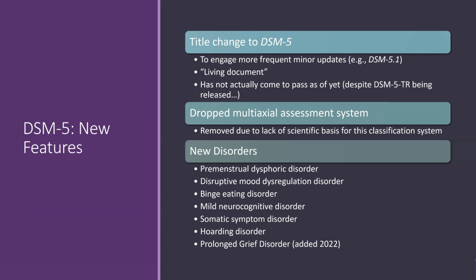We also have mild neurocognitive disorder, which is a precursor to dementia. Somatic symptom disorder, which reflects when people have physical symptoms that are tied to an emotional cause. We have hoarding disorder. And then we have prolonged grief disorder, which is actually the only diagnostic category that was added in 2022 with the text revision.